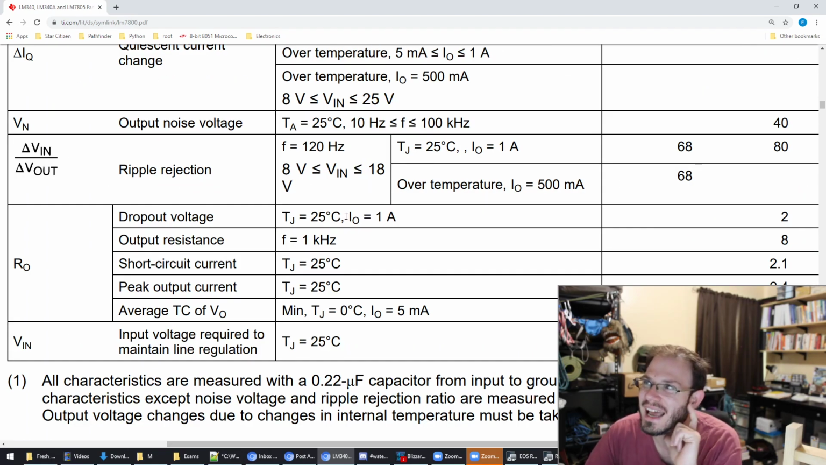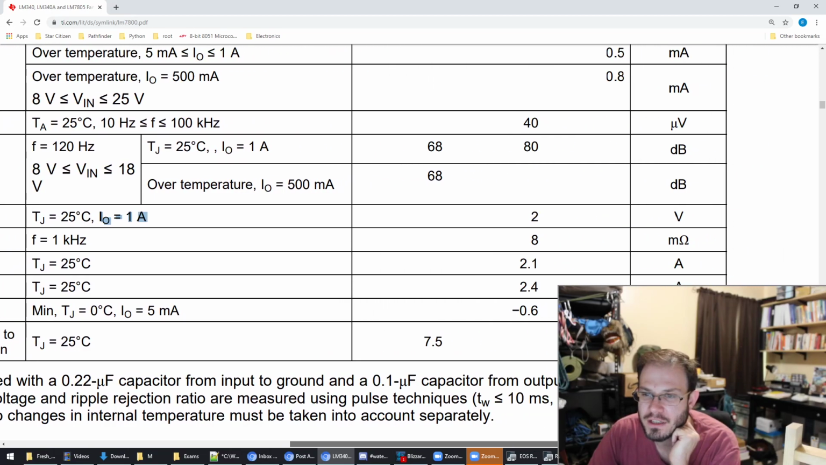Under these two test conditions, so this is the temperature of the thermal junction of a specific transistor inside of the regulator. If that is at 25 degrees C, and we have 1 amp leaving this device, our dropout voltage is expected to be at 2 volts. But it could be higher depending on different operating characteristics. So that's why I gave you a worst case of 2.5 volts. I'm going to recommend that you stay above 2.5 volts.